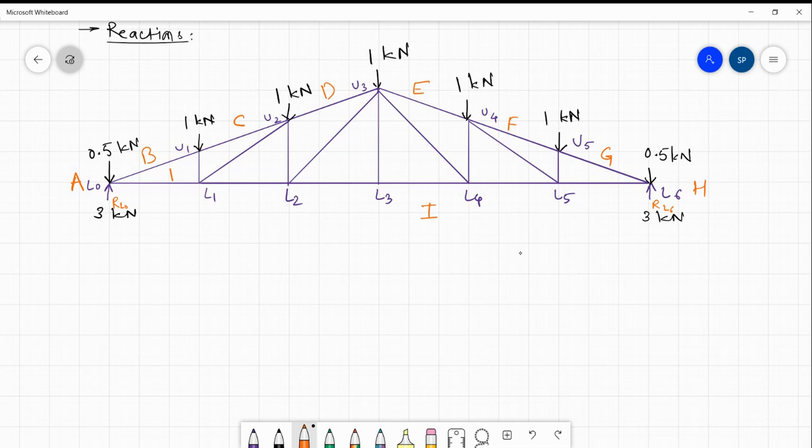Then for this member U1L1, 1 and 2 are the two Bow's notations. For L1U2, 2 and 3. For U2L2, 3 and 4. L2U3, 4 and 5. L3U3, 5 and 6. Then 7, 8, 9 and 10. Now this is how you have to introduce Bow's notations for the entire members. So initially we introduced Bow's notation for external forces and reactions. Later on we introduce Bow's notation in the form of numbers for internal member forces. So this is how you first introduce all Bow's notations.